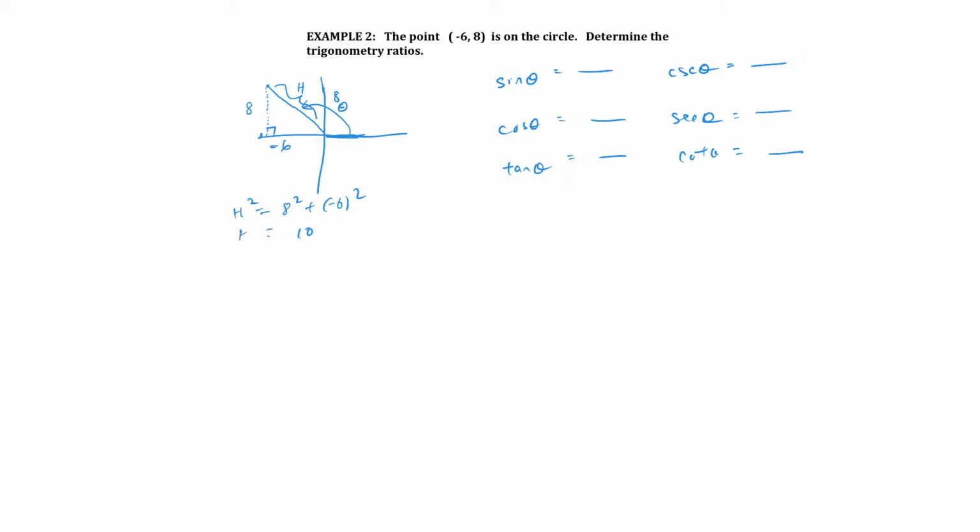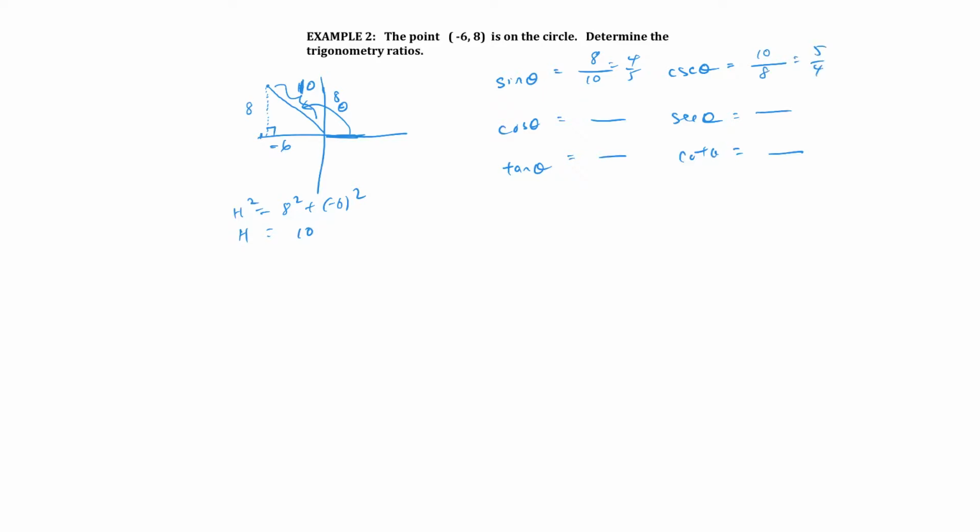So I'm going to just skip some steps. So this is going to be 8, it's going to be 10. So now you go back to your first one, sine theta. Well, sine theta is what? Opposite over hypotenuse. So you go to your triangle, and that becomes 8 over 10. And you can reduce it to 4 over 5. Now cosecant is the reciprocal, so we're going to just take the flip of this.